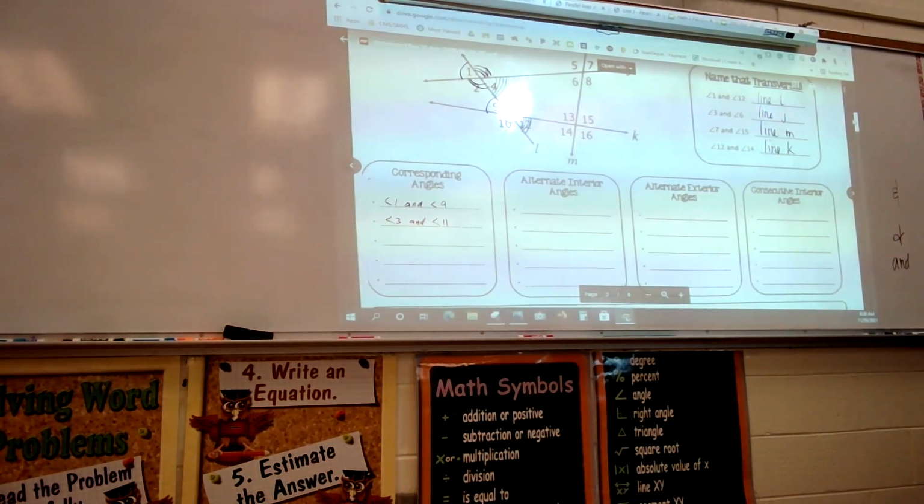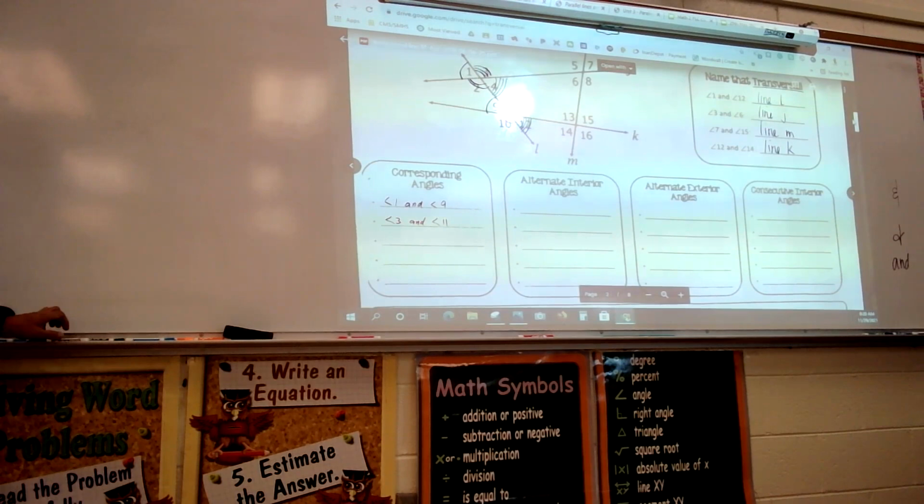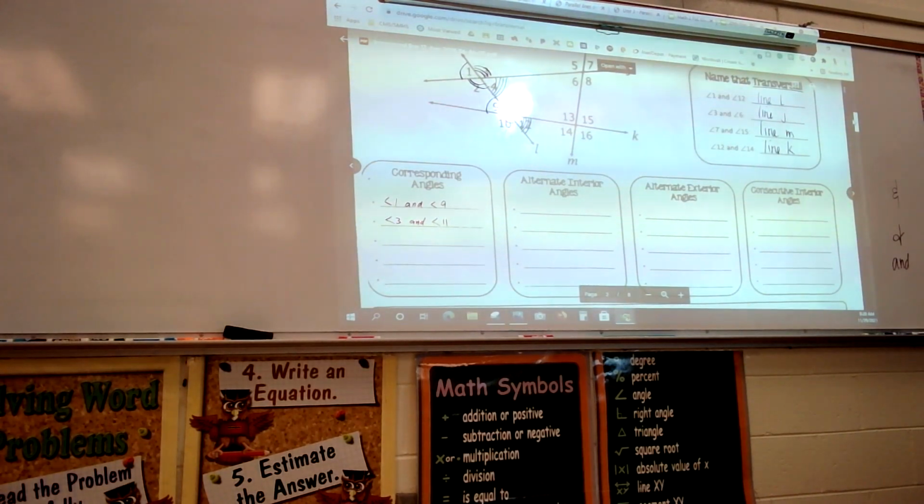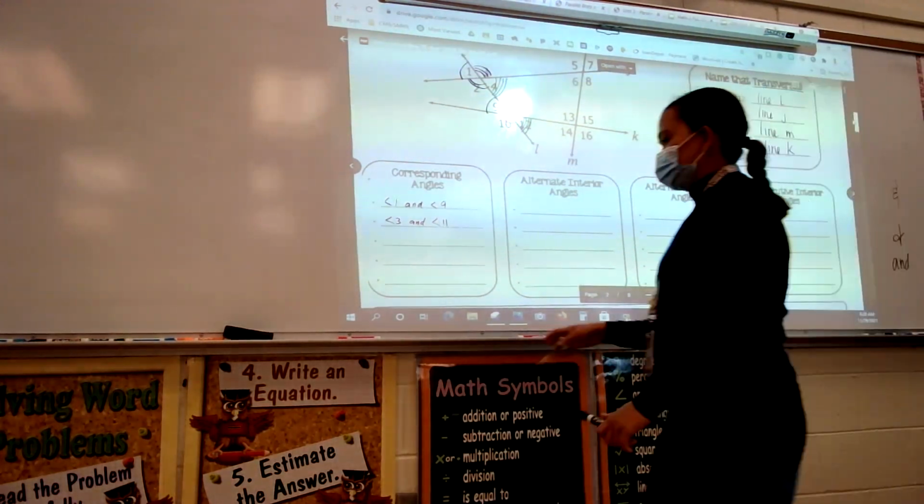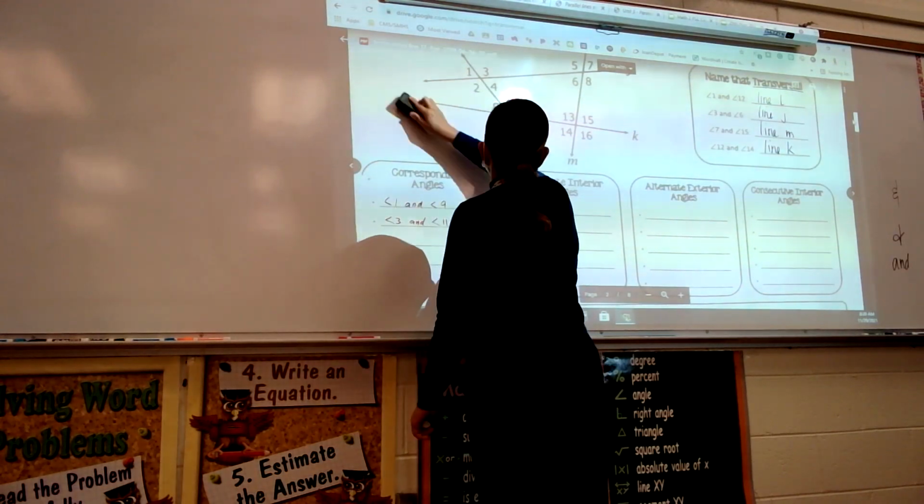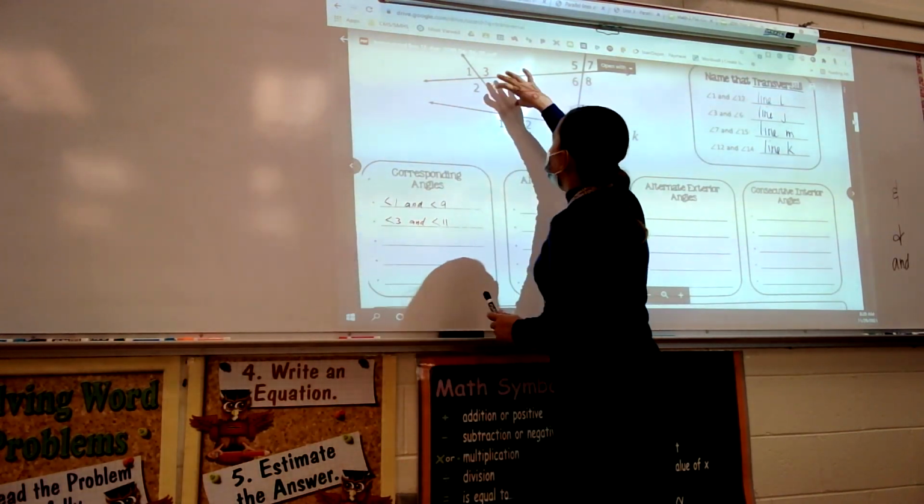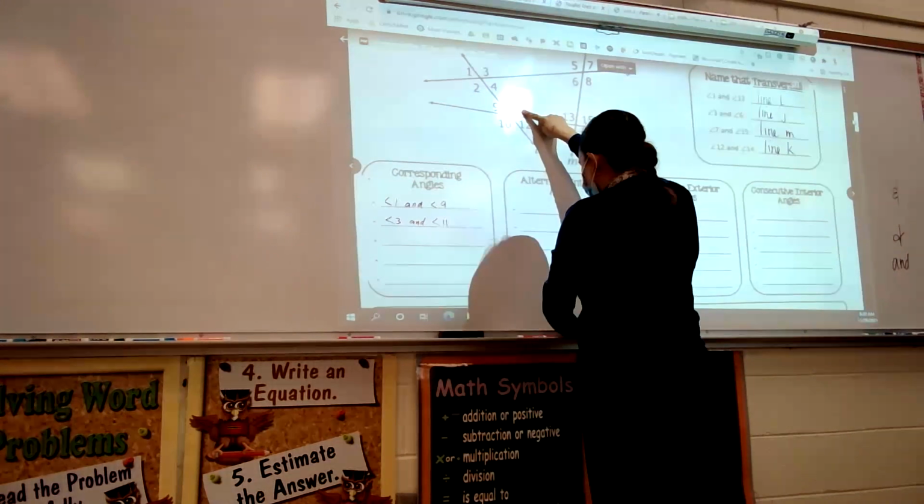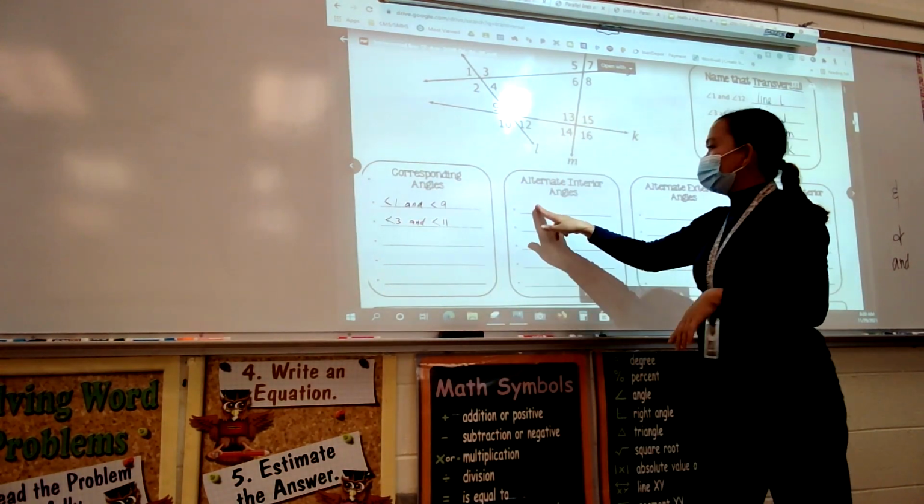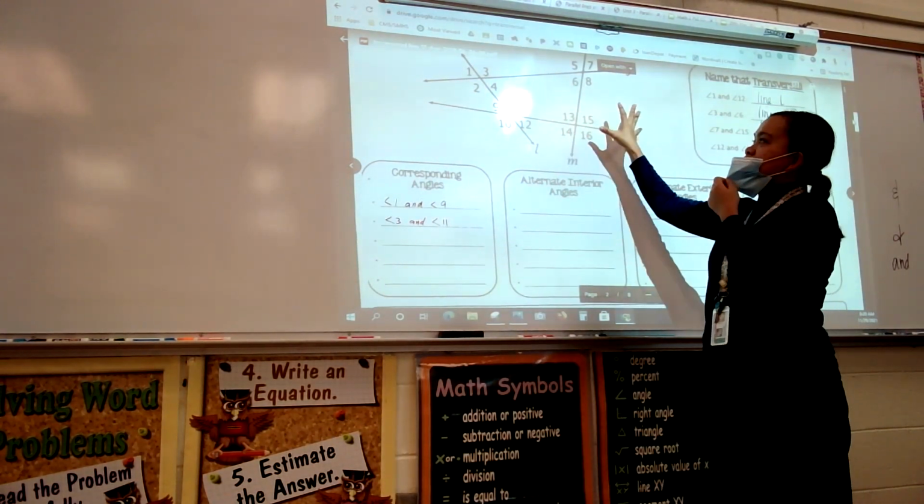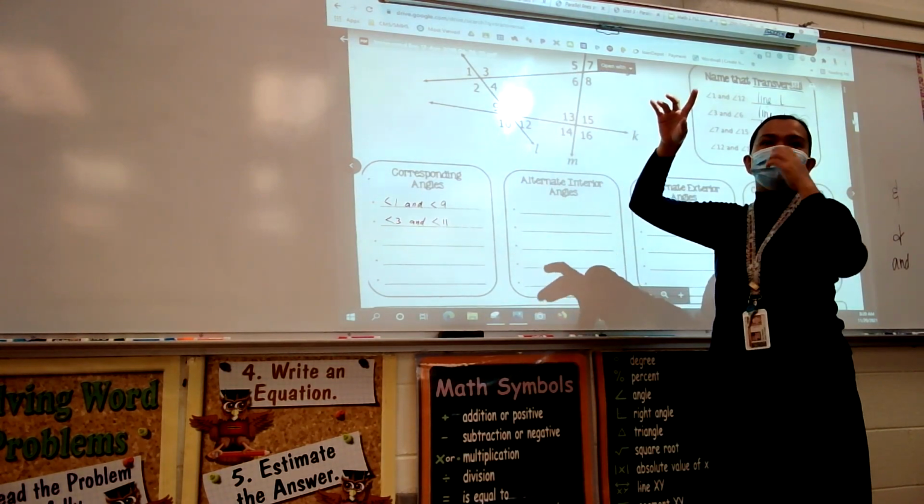Alternate interior. Give me an alternate interior. Give me one pair. 2 and 11. 2 and 11. This one. Yes, that is correct. Any more? Right there. 2 and 11 if you wish, because this is your own choice. 2 and 11. What else?